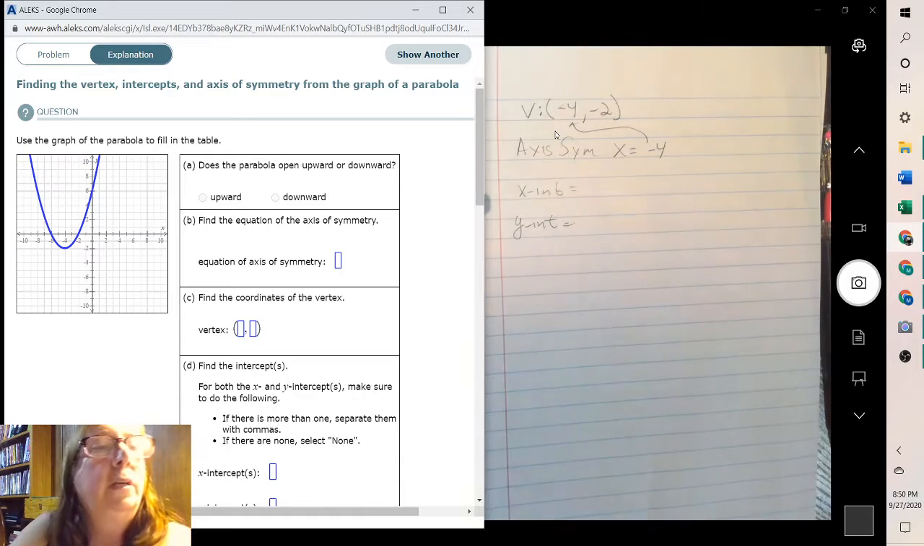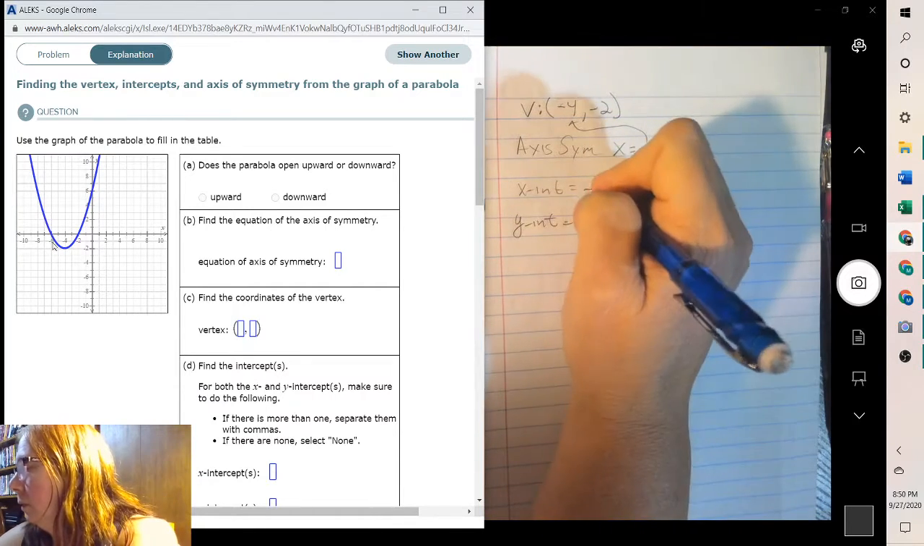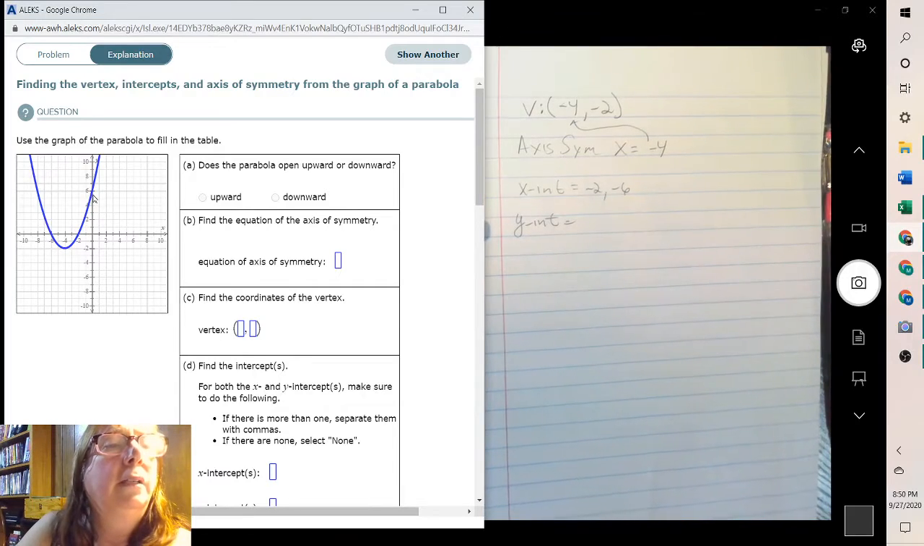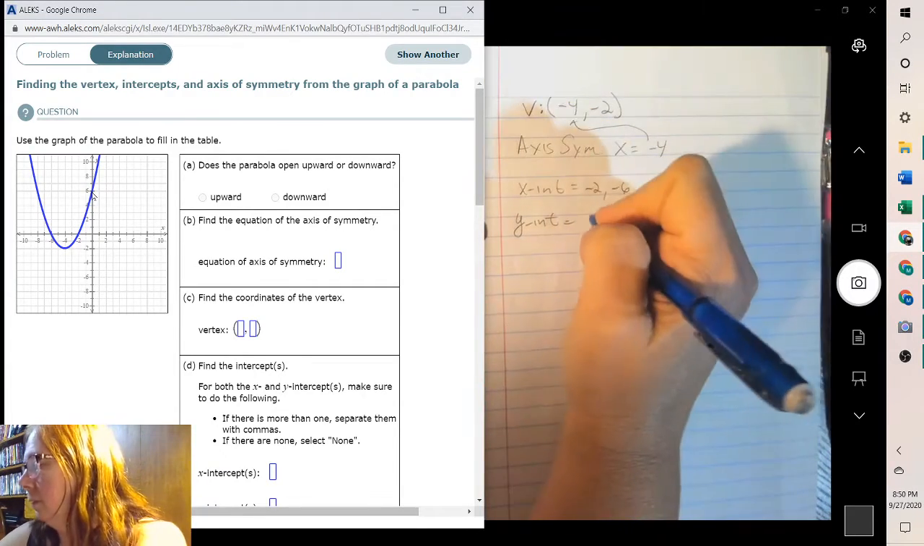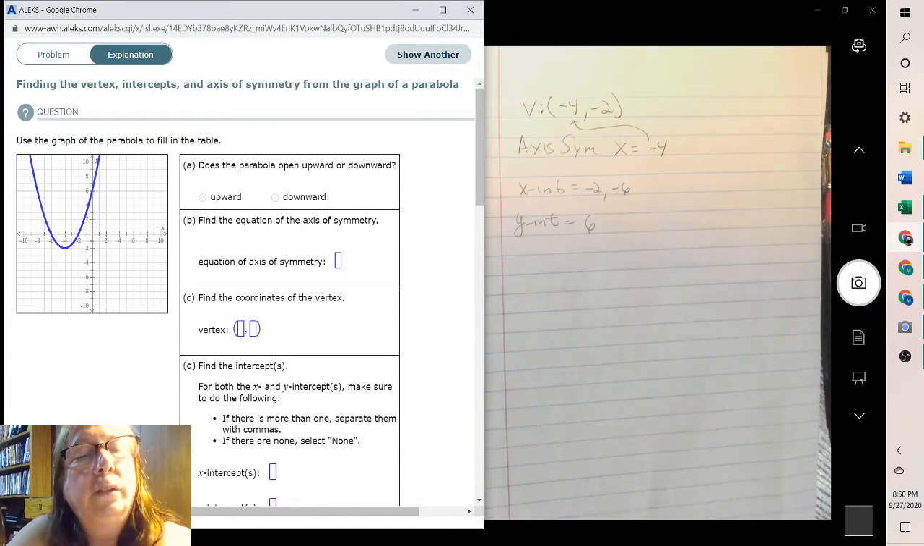The x-intercept is where it hits the x-axis, and notice there are 2. It hits at -2 and -6. The y-intercept is where it hits the y-axis, and it hits the y at 6. That's all that's to those.